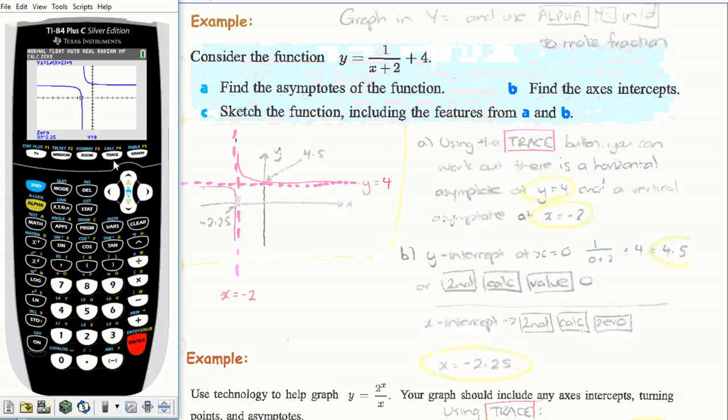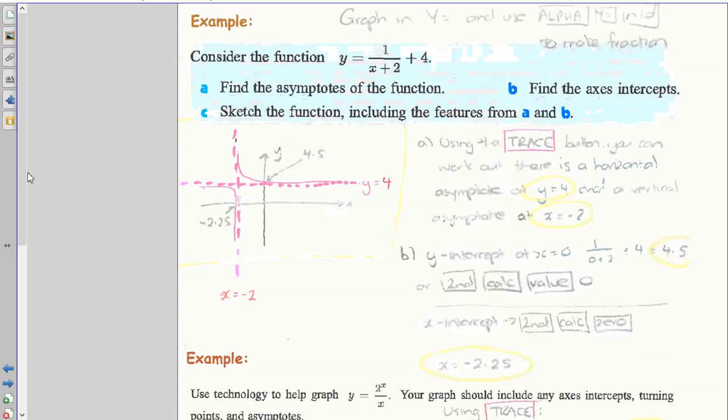Our x-intercept is at -2.25. So to write that out, you would write x-intercept, you go second calc 0. You could click left, click right, you can write that in too if you want. X equals -2.25. So it's quite fiddly, this graphing, as you can see.